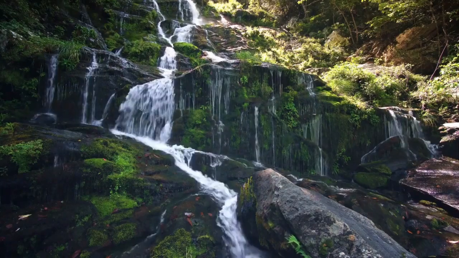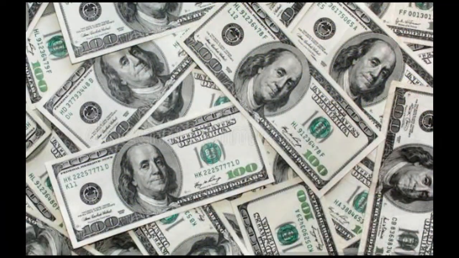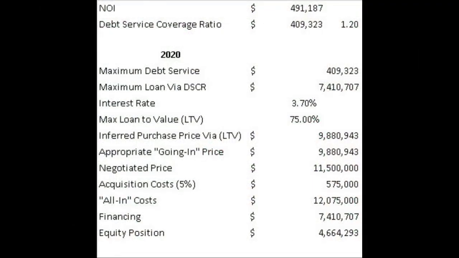So for this property specifically, we have to lay out how things looked at the time of acquisition so we can look at the revised positions later on and see what happens. So first, the acquisition specifics. Starting with the NOI and the DSCR, we see that the 1.2 DSCR limited the debt service, and that limited the loan to about $7,410,000.